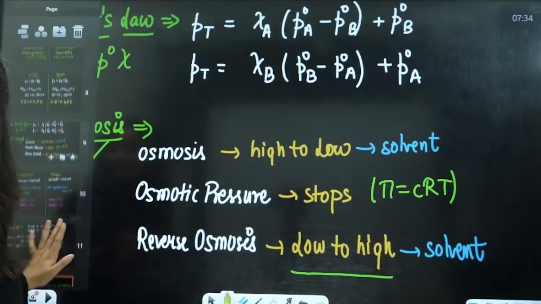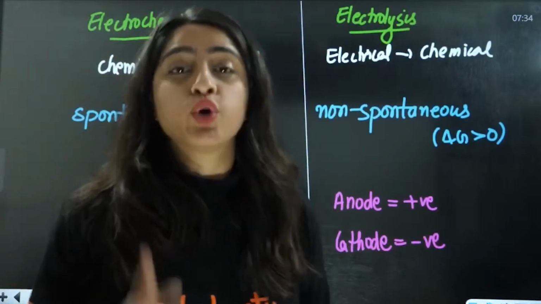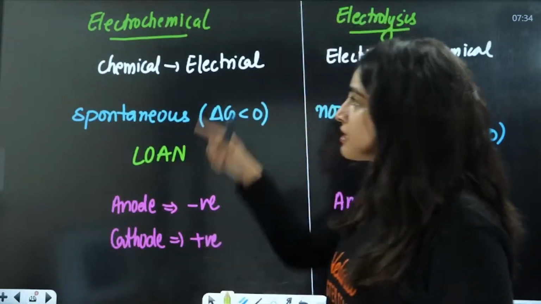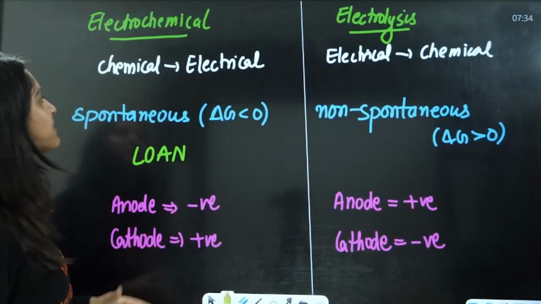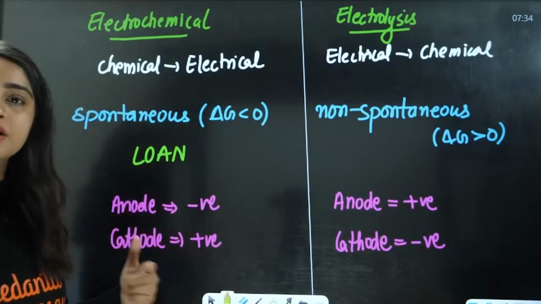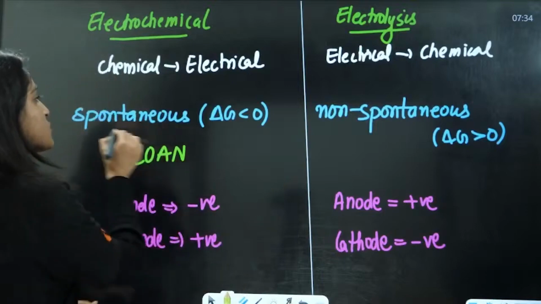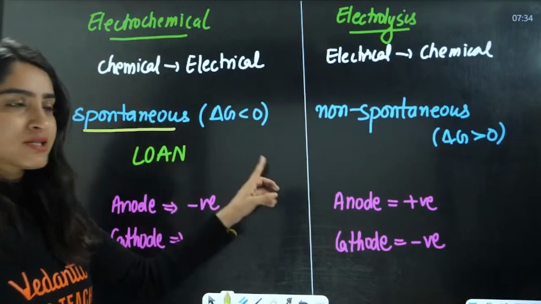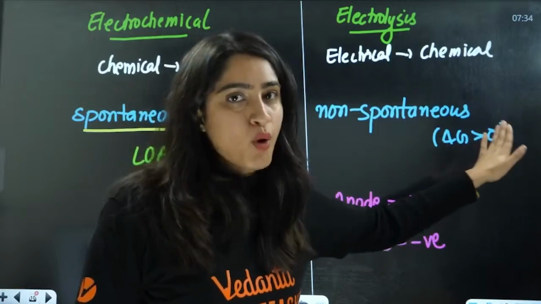Now, next thing is electrochemical cell. Let us talk about electrochemistry. You have two kinds of cell. First is electrochemical, second is electrolytic cell. Electrochemical cell is where chemical energy is getting converted to electrical. Here electrical to chemical. This is a spontaneous cell, that is why delta G is negative. This is a non-spontaneous cell, delta G is positive.